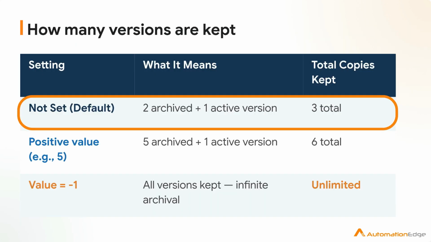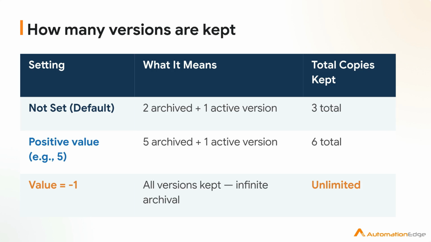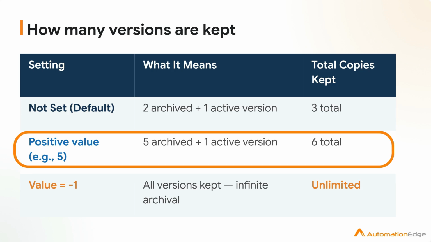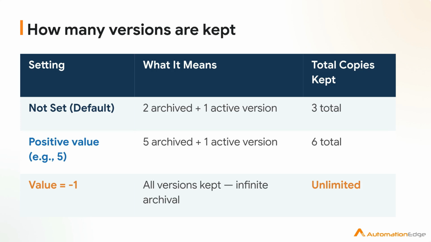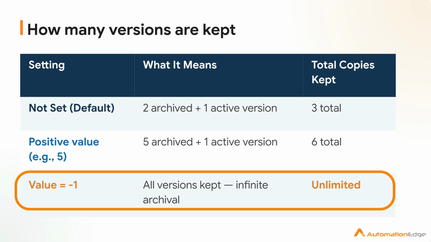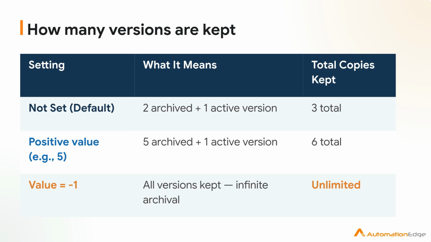If the value for the property is not set, then it takes 2 archived plus 1 active, that is total 3 versions. We can set a positive value. For example, if we set 5, then it will take 5 archived plus 1 active, that is total 6 versions. If we give -1, then all the versions will be kept. A word of caution: keeping too many versions will consume significant disk storage. In most production environments, keeping more than 5 copies is rarely necessary.